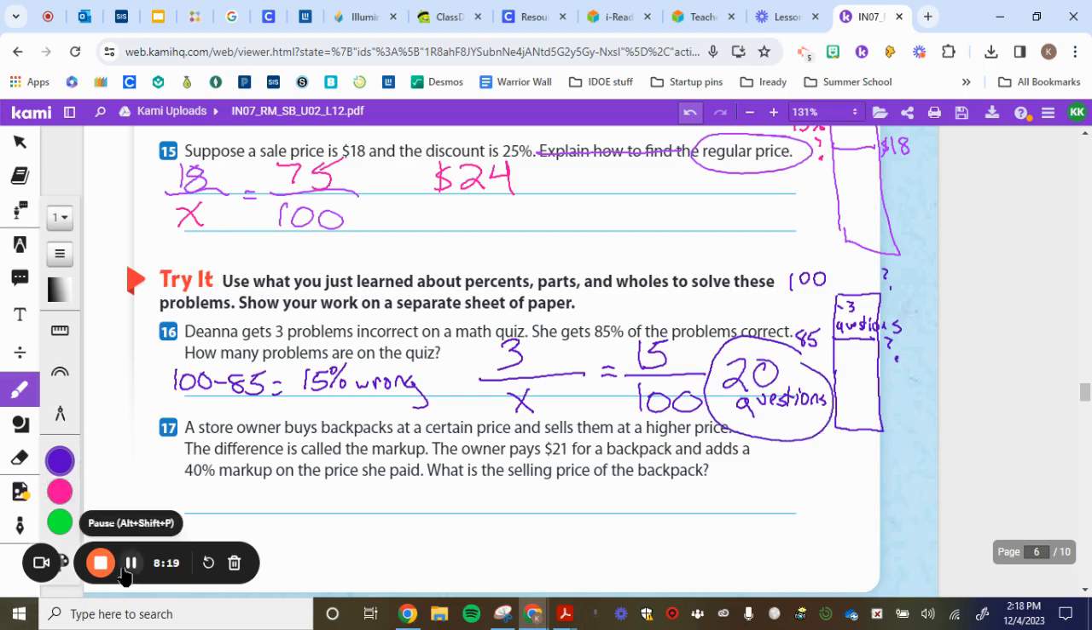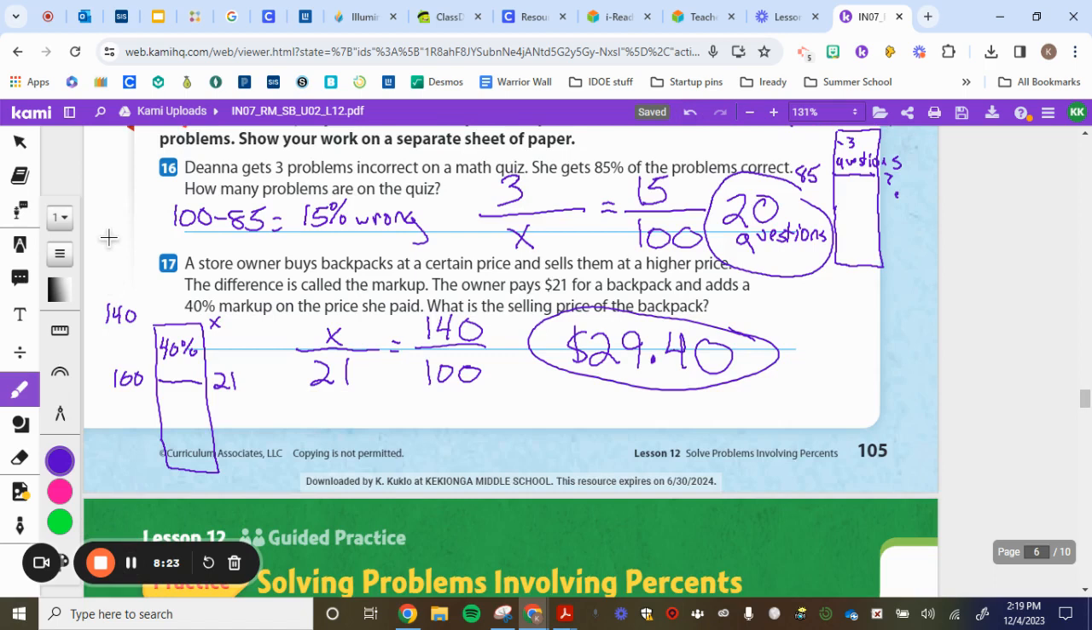Now try number 17. So in question 17, the final answer is $29.40. You could have used the 140%, or you could have found 40% of 21 and then added it to the $21. Either way, you will get $29.40.